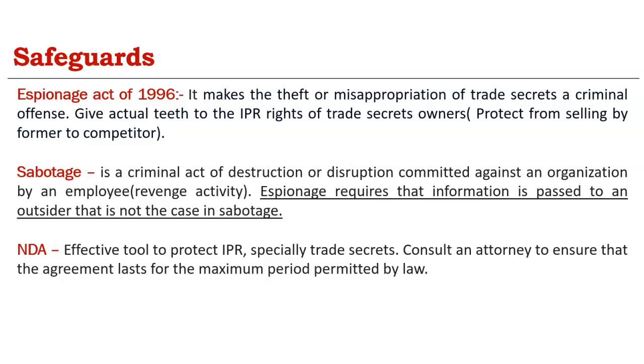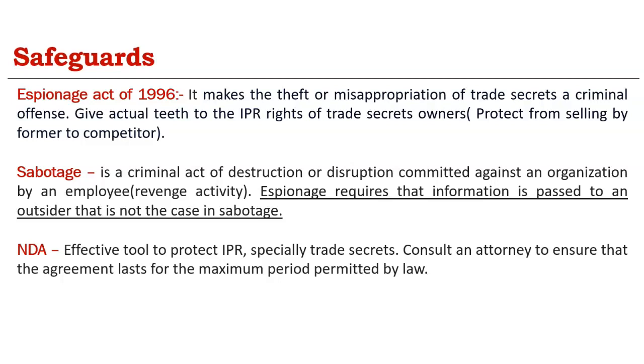In the same way, there is one more concept, sabotage. It is a criminal act of destruction or disruption committed against an organization by an employee. It is more of a revenge activity. For example, someone sees that the company is not going to give him a raise or is going to fire him, and then he performs some activity, like disclosing trade secrets of the company. That is known as sabotage. The main difference between espionage and sabotage is that espionage requires that the information is passed to an outsider. That is not the case in sabotage. It may be a public exposure or disclosure of the information by the employee.